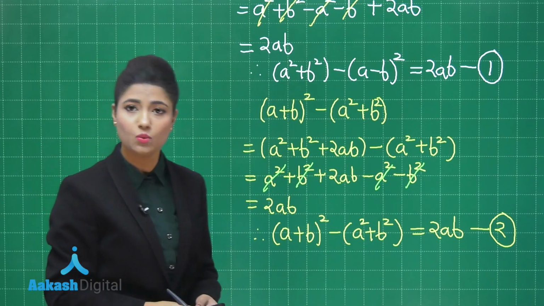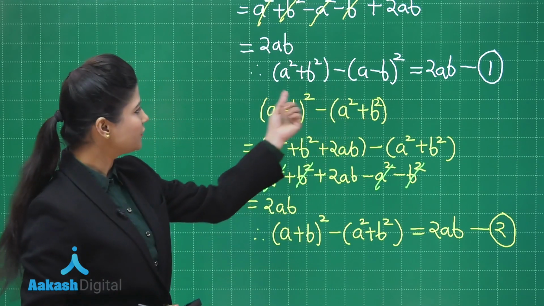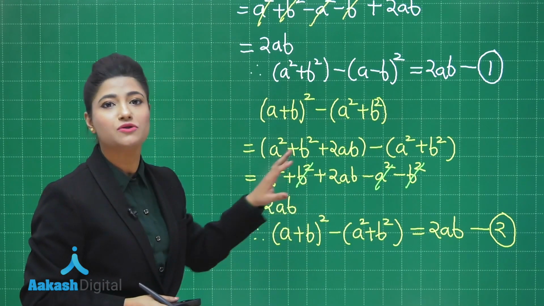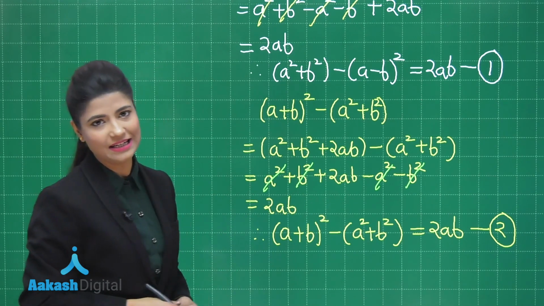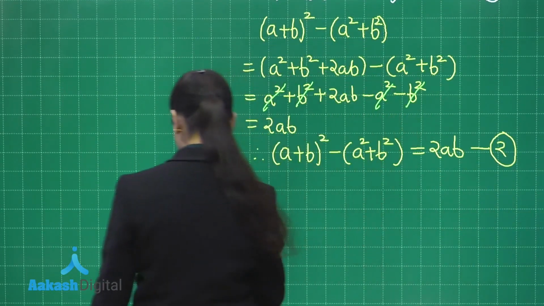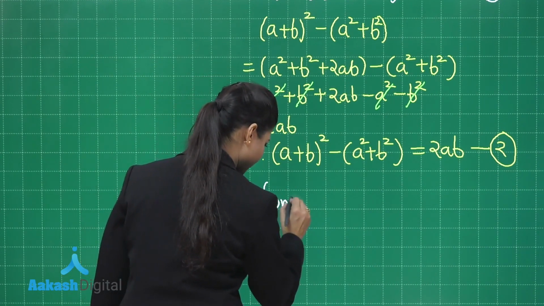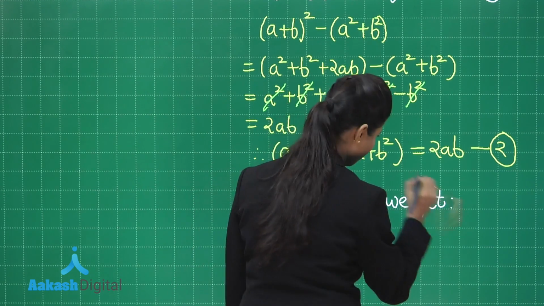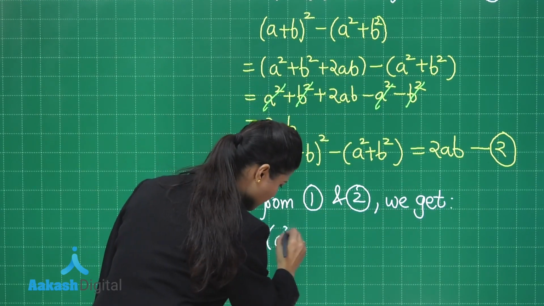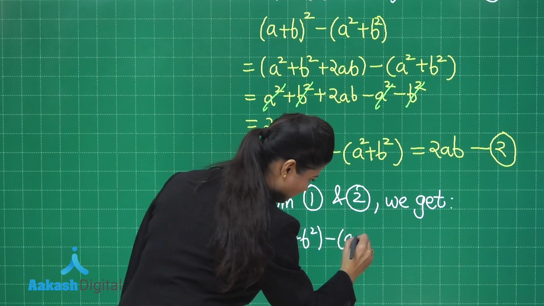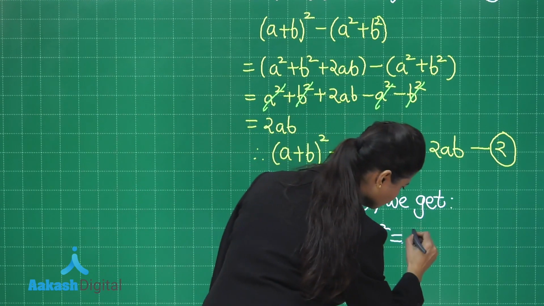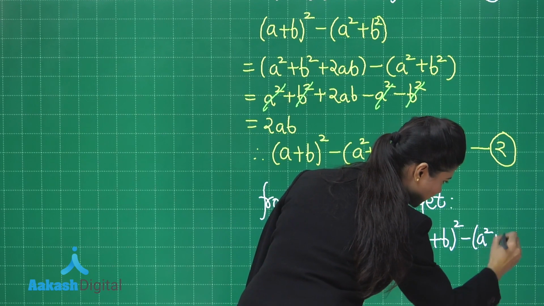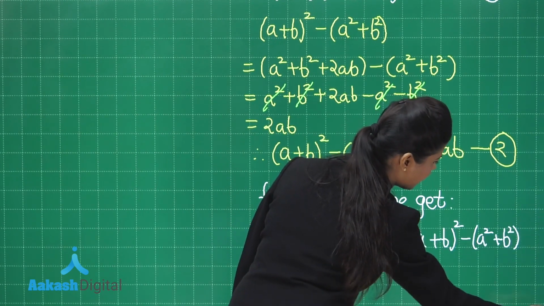When I am considering equation 1 and equation 2, you can find difference between these 2 consecutive terms is same. That means this common difference is uniform. These 3 given terms are definitely in AP. So next I can definitely conclude that from equation number 1 and 2, we get that a square plus b square minus a minus b whole square is equal to a plus b whole square minus a square plus b square. That means their common difference are equal.